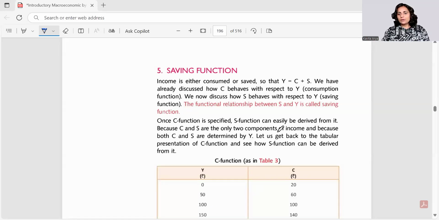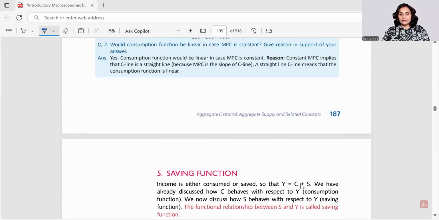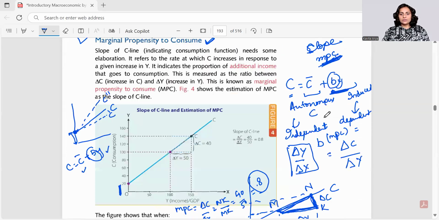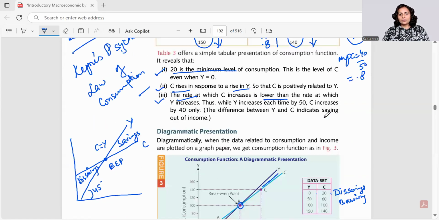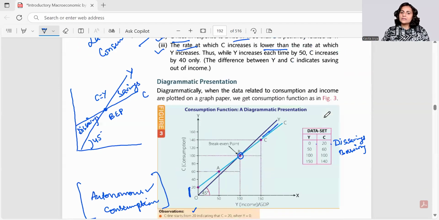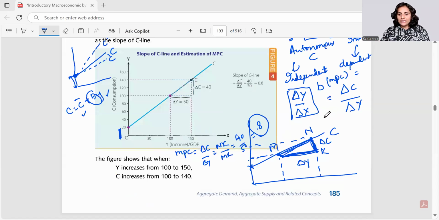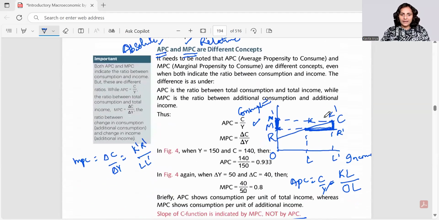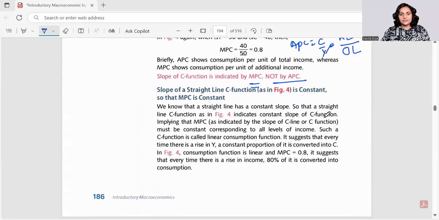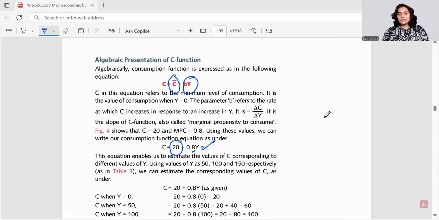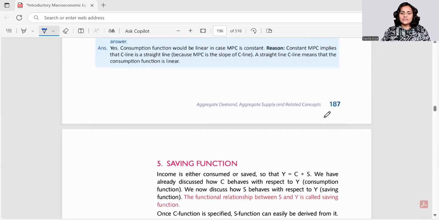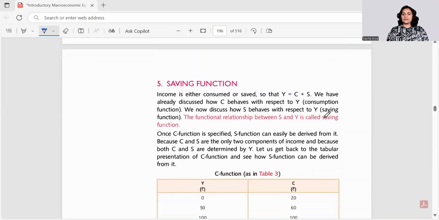In our previous video, we talked about the concept of consumption and the pictorial presentation. We talked about the schedule, the picture, the diagram, the slope, how to showcase APC and MPC on diagrams, what they are, and their numerical representations. This way we talked about the formula, or the mathematical expression, of the consumption function. So let's begin today's lecture with the savings function.